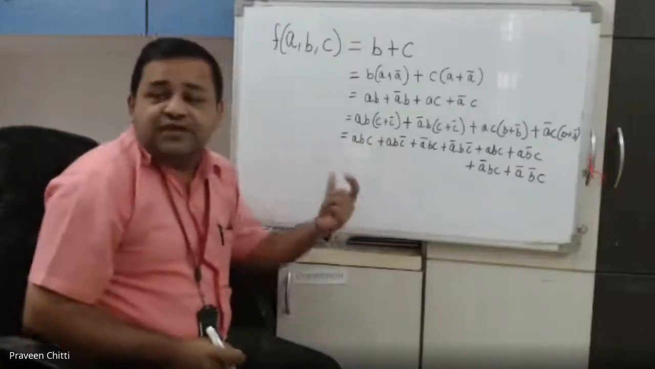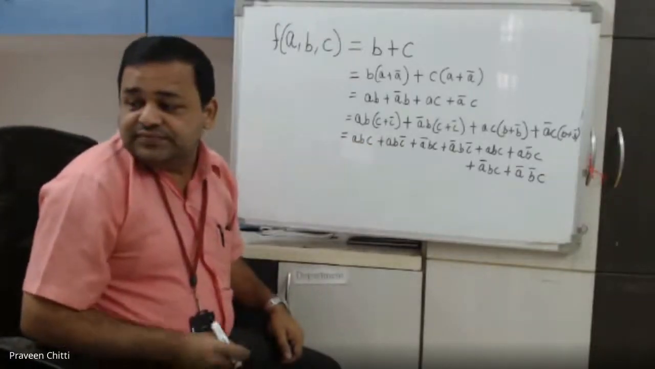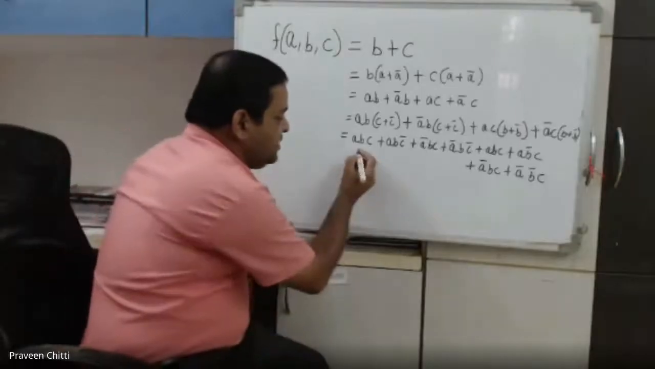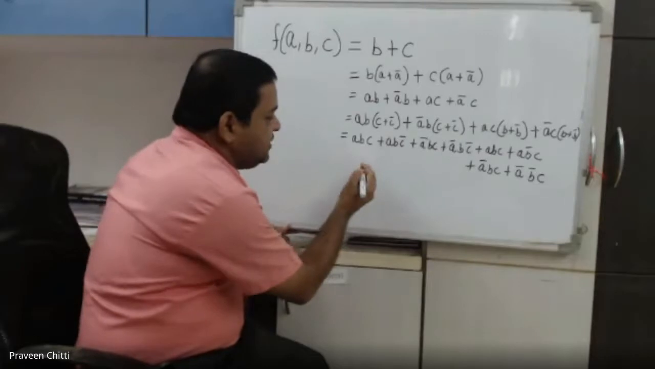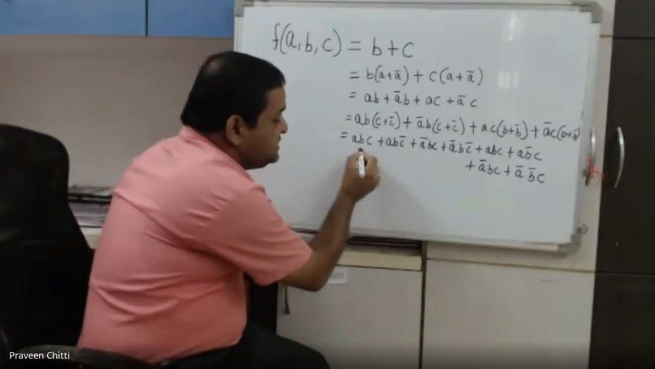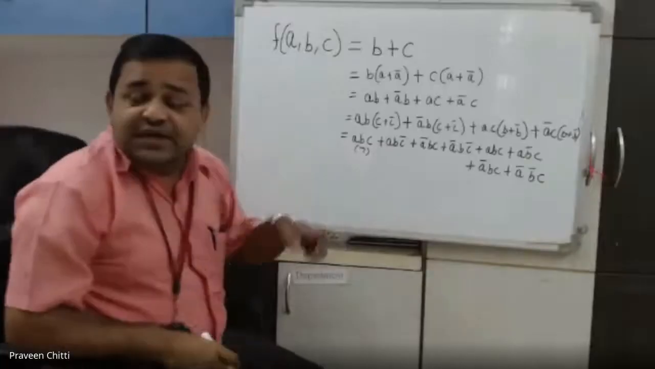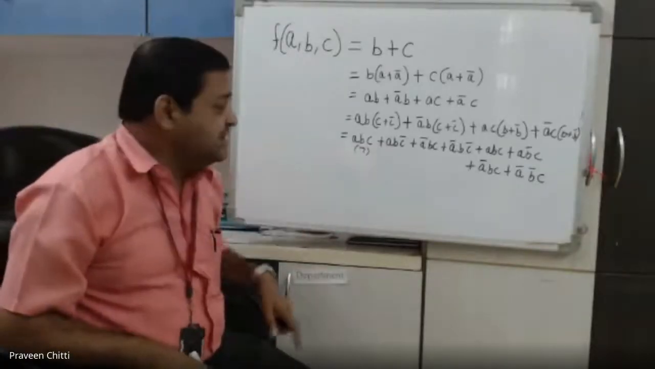ABC means what? Variables are what? 1, 1, 1. So 1, 1, 1 is how much? All 3 are 1, 1, 1. So if you want, you can write one more step: 1, 1, 1 is how much? 7. 4 plus 2, 6 plus 1, 7.